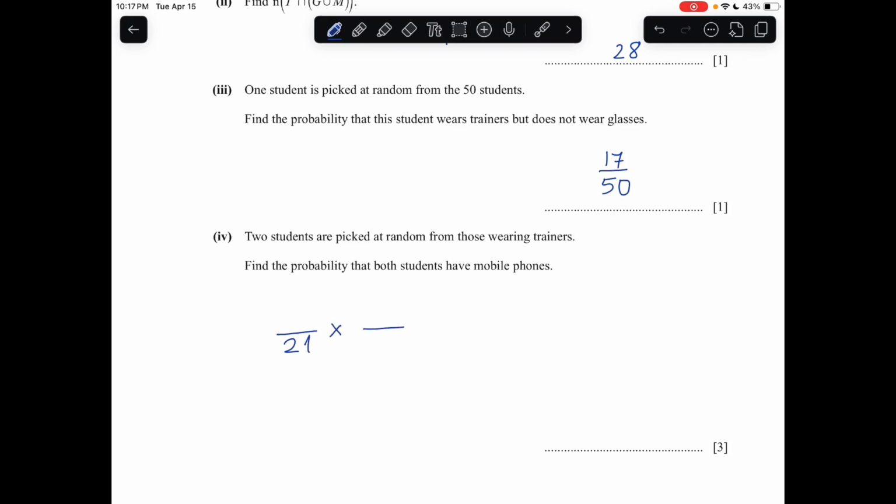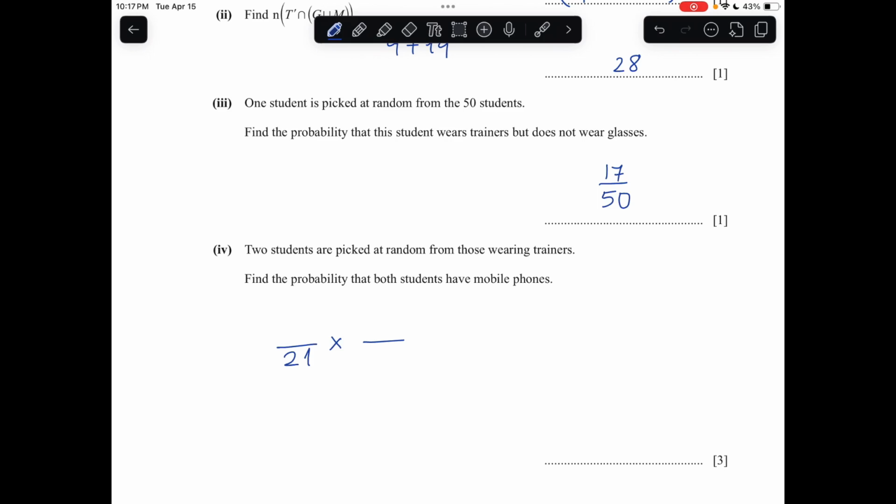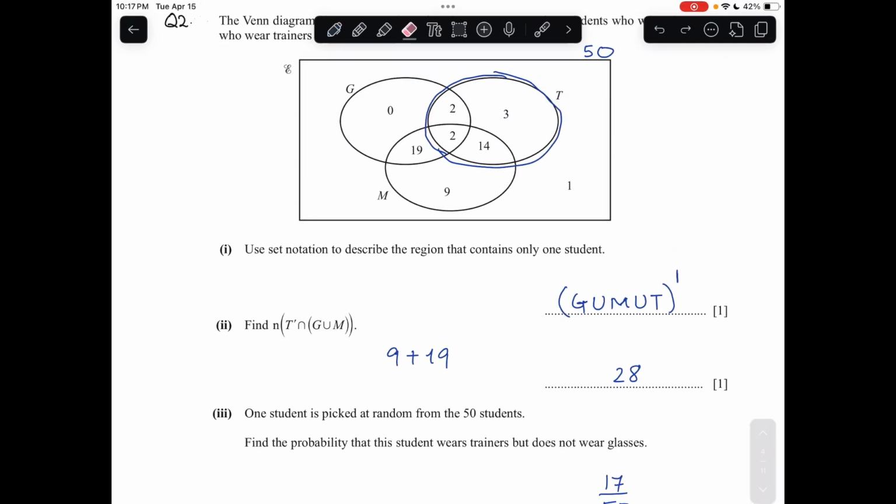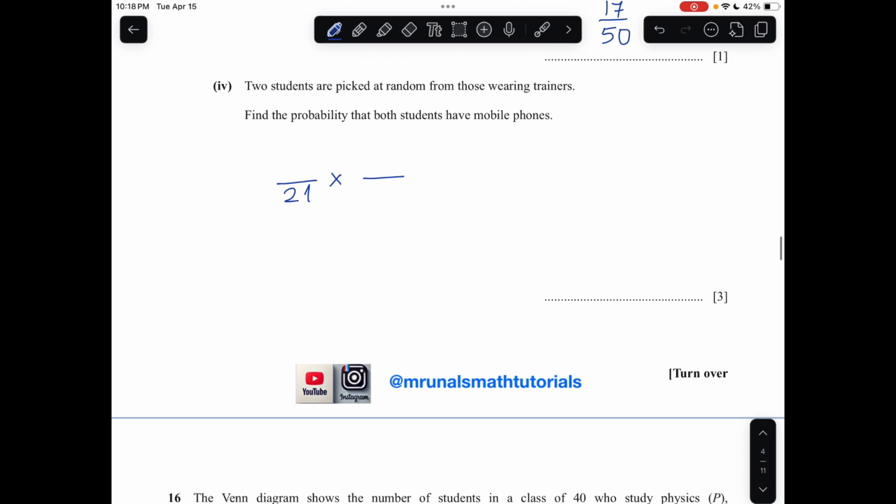When we are picking this next one, obviously the total will change. And we need to pick such students who have mobile phones. So let us see how many have mobile phones. We can see over here that there are 16 students who have mobile phones. So when we pick the first student, it's going to be 16 out of 21. When you pick the second one, obviously this is going to be 15 out of 20. Let's work this out. This is going to be 4 out of 7.